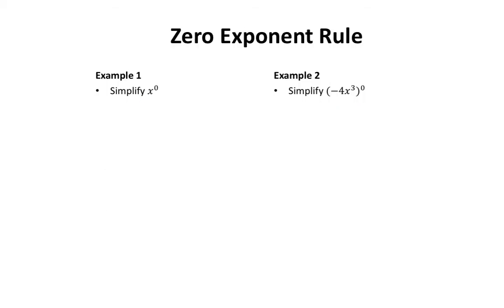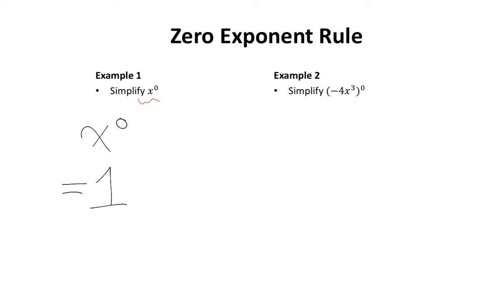In our first example, we want to simplify x to the power of 0. My first step is to rewrite the question. With the zero exponent rule, anything that is raised to an exponent of 0 is equal to 1. So x to the power of 0 is equal to 1.